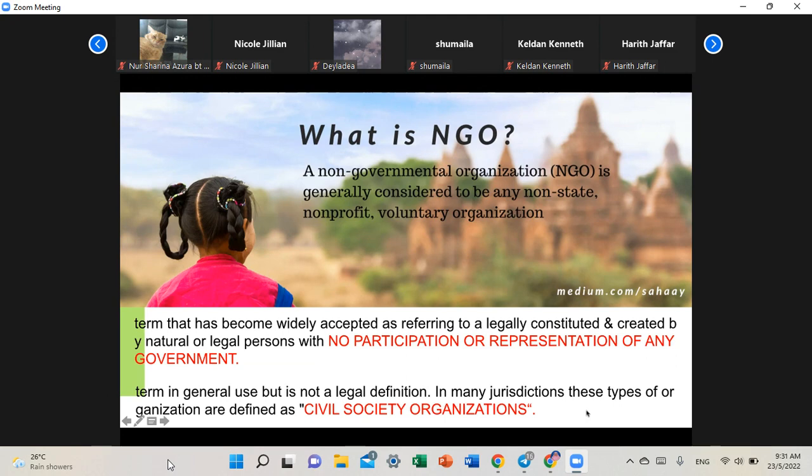So when they become a member of a non-governmental organization, even if they are the minister of a particular country, when they come in and apply for membership in any NGO, it's in their capacity as an individual, not as the minister of that state. So that's why it's considered an NGO.